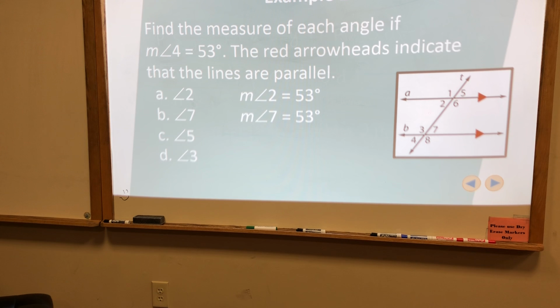All right, next, angle 5. Now let's think about this for a second. Angle 2 is 53. Angle 2 and angle 5 are what type of angles? Somebody help me out. Elisa, that is correct. They are vertical angles. So what would that make angle 5?